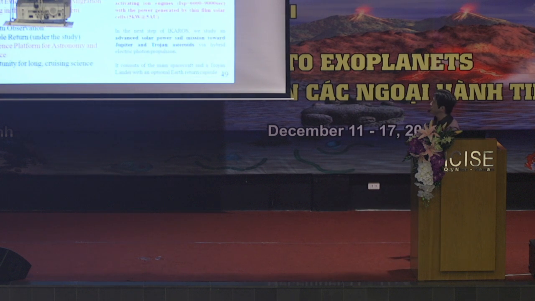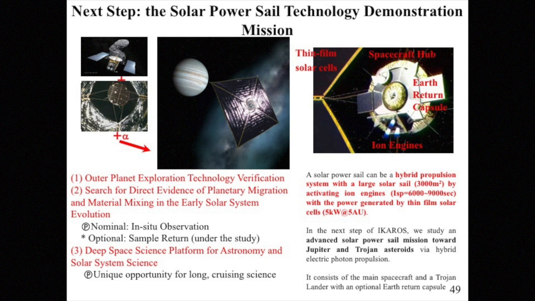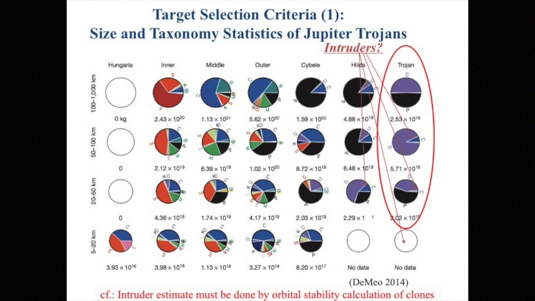So how are we going to do this? We'll have a solar cell and ion engine, which has been demonstrated already. We combine these two and then bring this up to go there. It takes about 12 years to get there though.